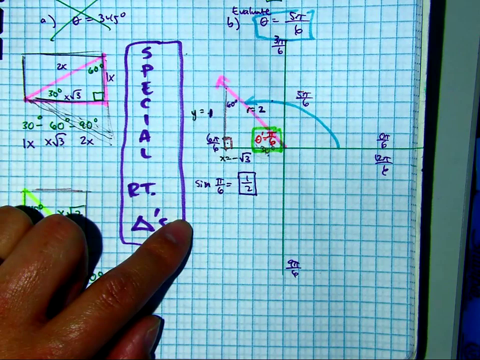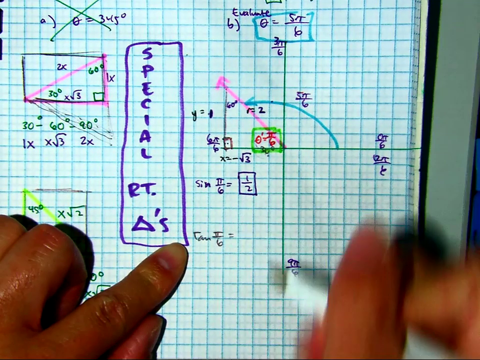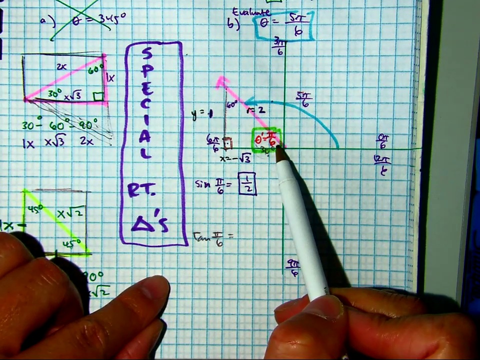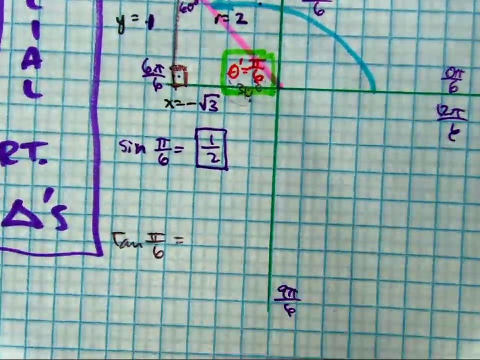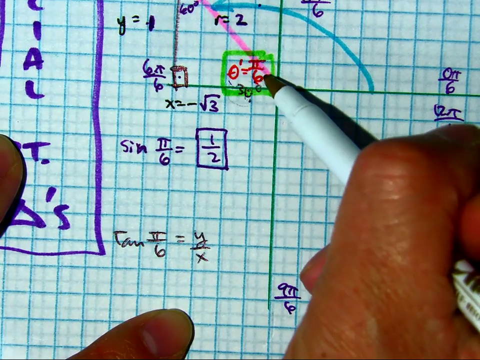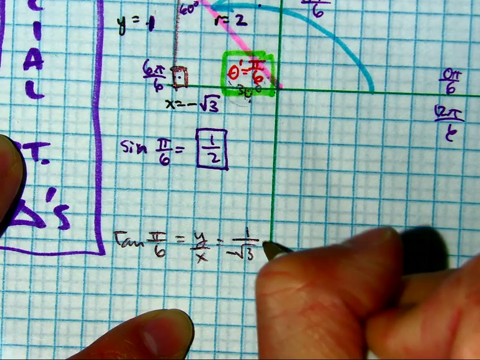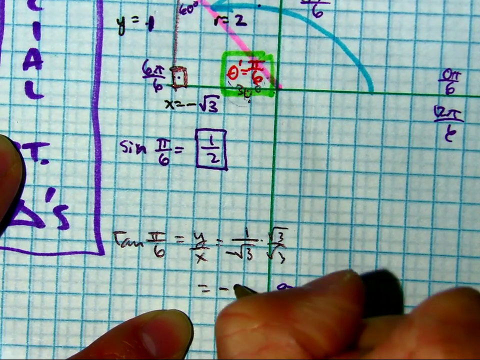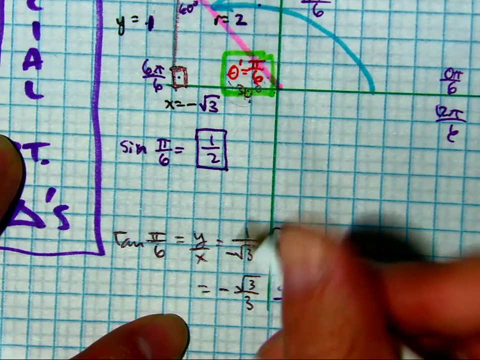Someone said tangent was their favorite trig function? Okay, tangent is which 2 letters? Y over x. Zoom in for you. Okay, it's y over x. So what numbers? 1 over negative radical 3. And if I multiply by radical 3, this will give us negative radical 3 over 3. So tangent at pi over 6 is negative radical 3 over 3.